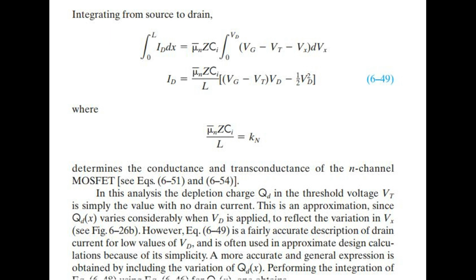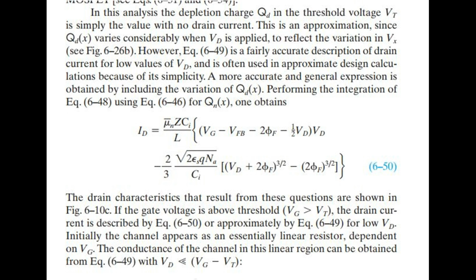A more accurate and general expression is obtained by including the variation of QD(x). Performing the integration of EQ 648, using EQ 646 for Qn(x), one obtains the following. The drain characteristics that result from these equations are shown in Fig 610c. If the gate voltage is above threshold, Vg greater than Vt, the drain current is described by EQ 650, or approximately by EQ 649, for low drain voltage.